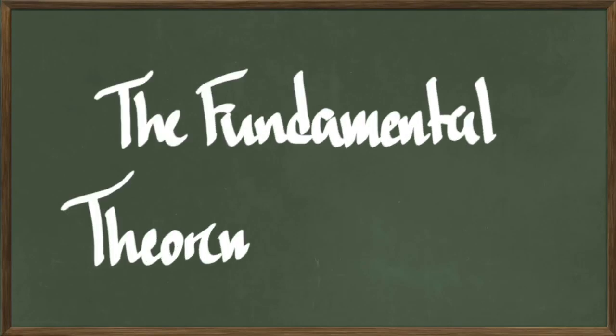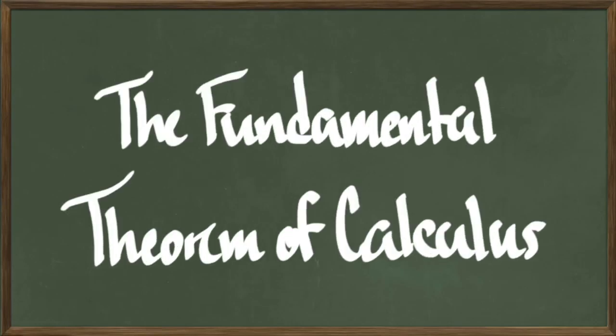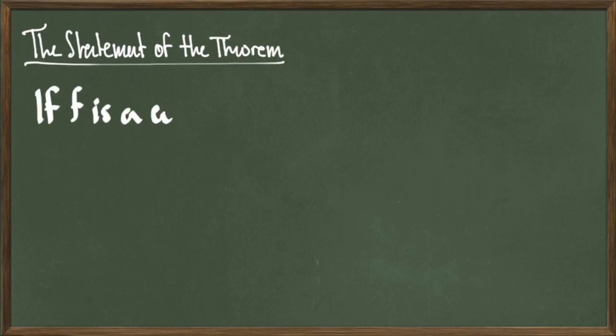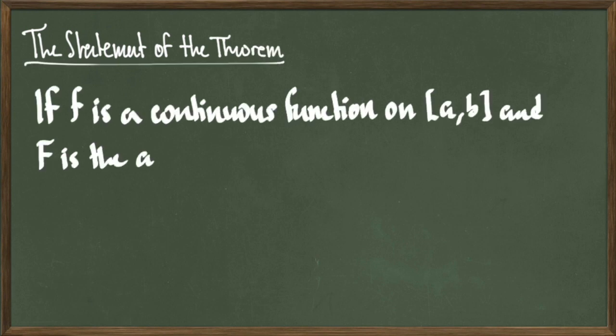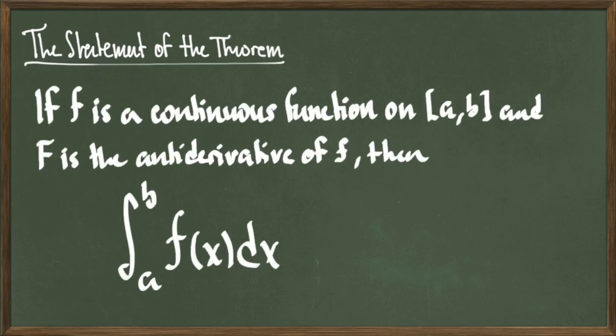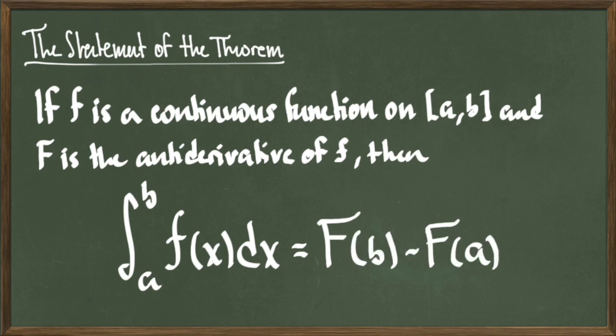Hey everyone, today we're going to be talking about the fundamental theorem of calculus. The statement of the theorem goes as follows. If f is a continuous function on an interval a to b, and big F is the antiderivative of little f, then the integral of f of x from a to b is equal to big F evaluated at b minus big F evaluated at a.